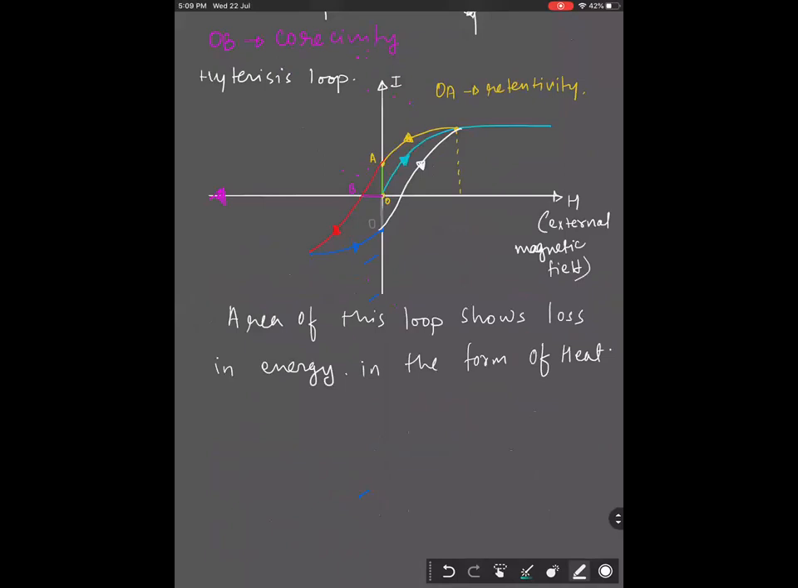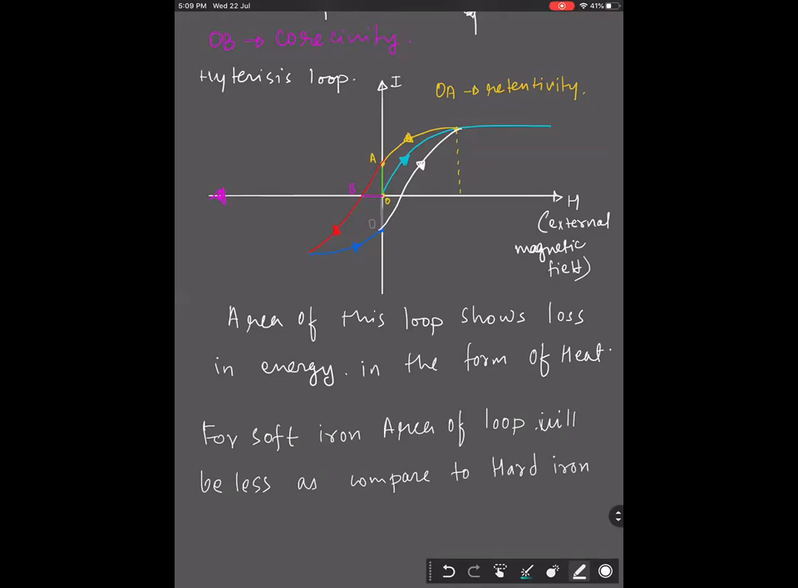Okay, in the iron in which the amount of carbon is very less. It means soft iron can be magnetized and demagnetized easily. Okay, for soft iron, the area of loop will be less as compared to hard iron. Means a soft iron can be magnetized and demagnetized easily.